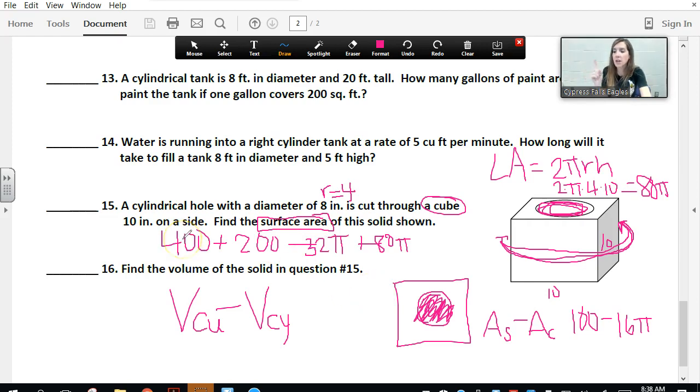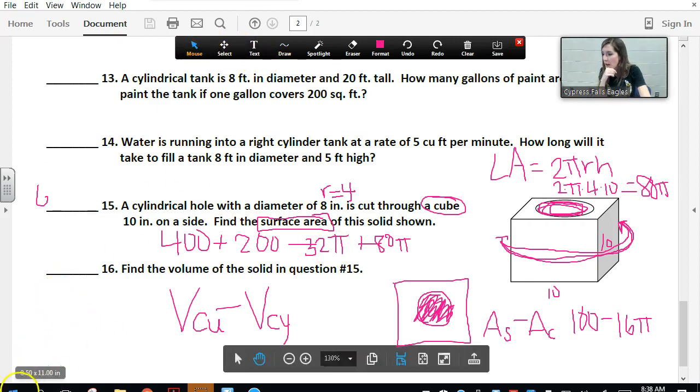Okay. 400, I'm ignoring you. 400 plus 200 minus 32 pi plus 80 pi. So now we're going to combine like terms. So 600 plus, what's 80 minus 32? 48. 600 plus 48 pi is the final answer.